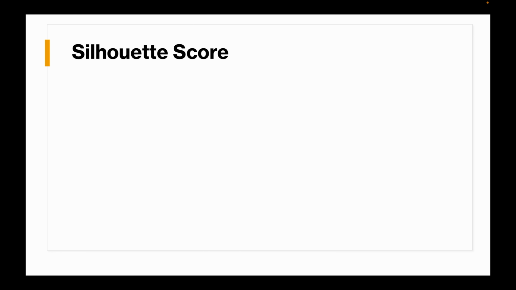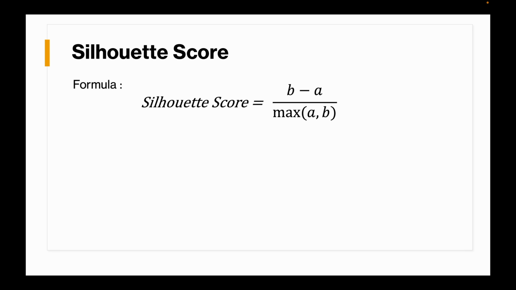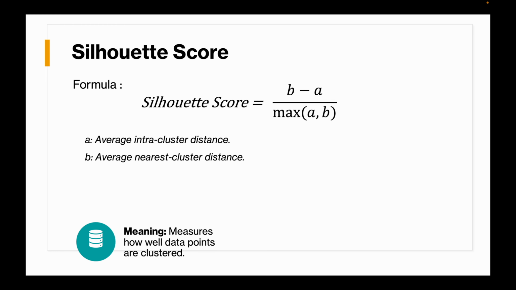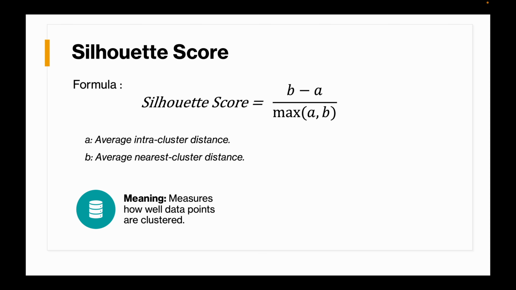Now let's see what is silhouette score. The formula for silhouette score equals B minus A divided by max of A and B. A is the average intra-cluster distance, B is the average nearest cluster distance. The meaning: this measures how well data points are clustered, and the use case is like in customer segmentation.